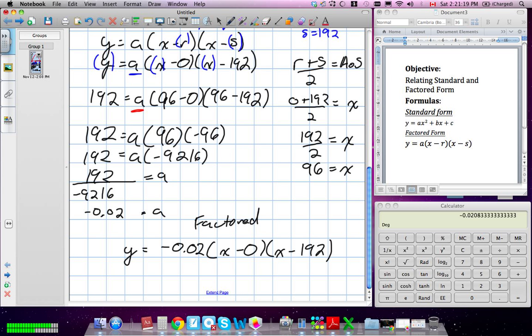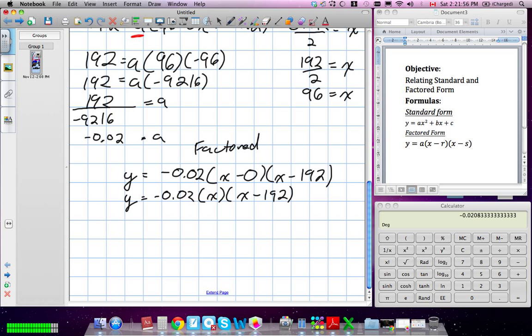So we're going to expand and simplify. I can't simplify that bracket, so I'm going to. We're going to get y is equal to negative 0.02 x minus 0 is just x, okay, times x minus 192. Now, a multiplication rule is it doesn't matter what order you multiply things in, just as long as you multiply them. So let's just work with this.